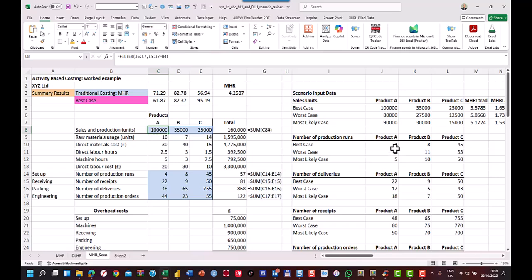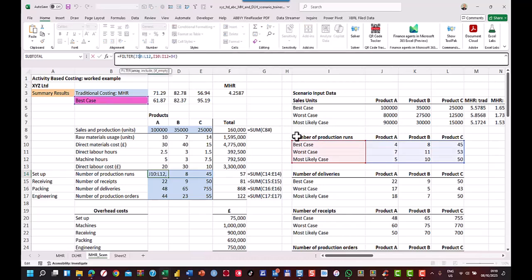How about these then? Where do we use them? Well, the color coding gives us a clue. So I've highlighted that in blue, light mid blue. And if we look down here, I've got another filter function for the number of production runs. Let's just check it. J10, L12, include I10, I12, again equals whatever's in B4.